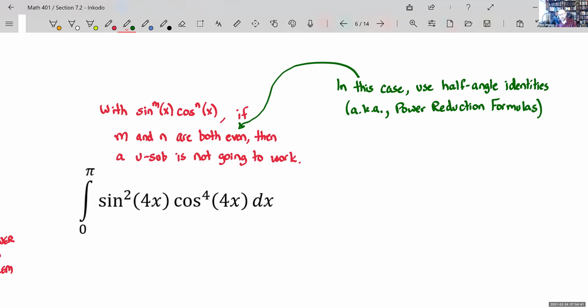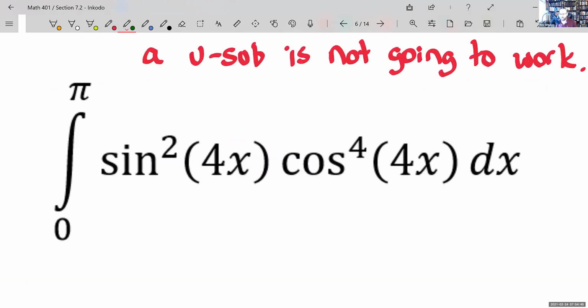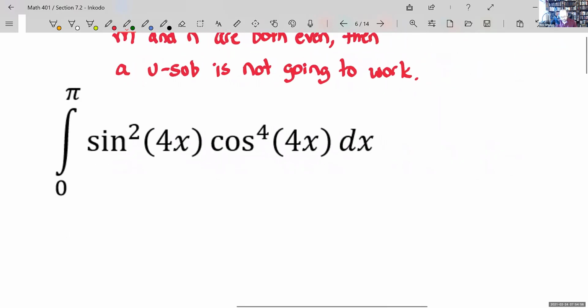And this ends up being, I chose large powers. They're actually not super large, but they're large enough to be annoying. So I chose large powers because they are annoying. To use power reduction on these large powers is a pain, but you're going to have to. That's just how it is.